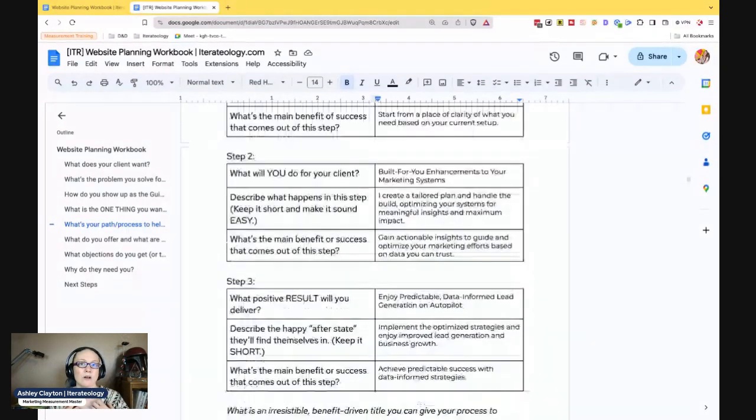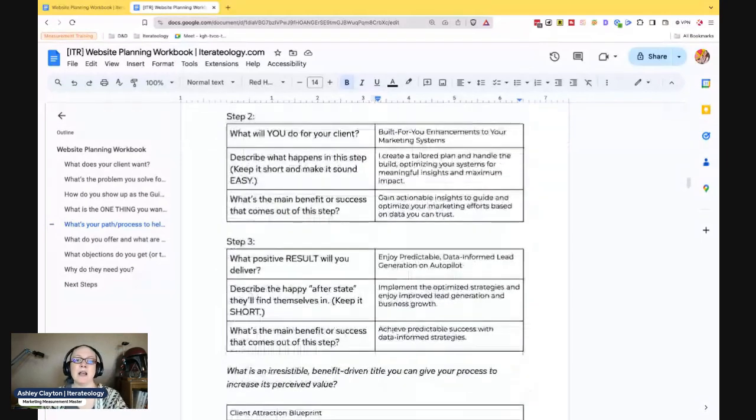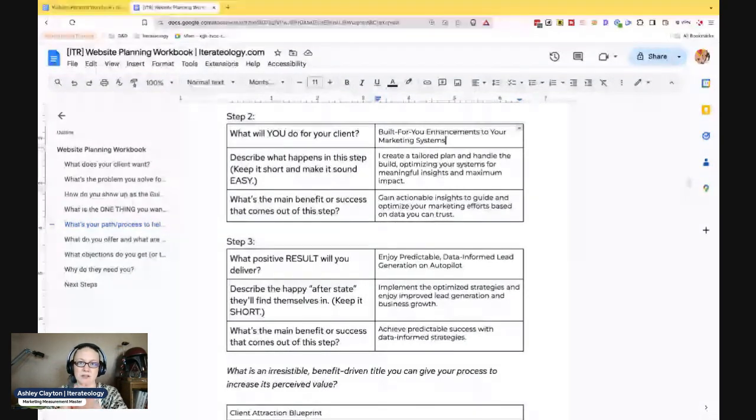Step two, what will you do for your client? For me, this is where you get narrowed into one specific offer that you're focusing on and working on getting scaled out. And so for me, that's going to be built-for-you enhancements to your marketing. I'll learn how to type and stop typing over myself. Built-for-you enhancements to your marketing measurement systems.